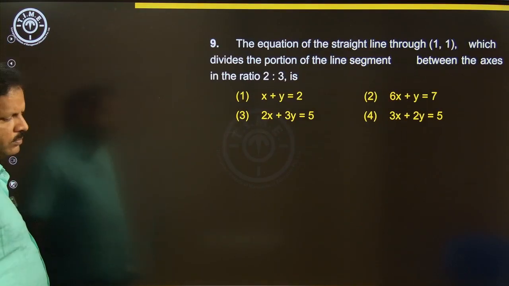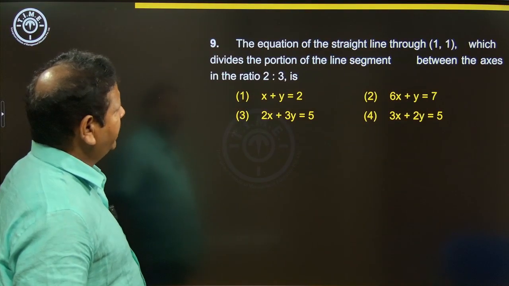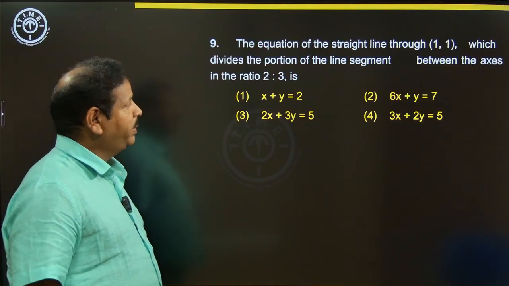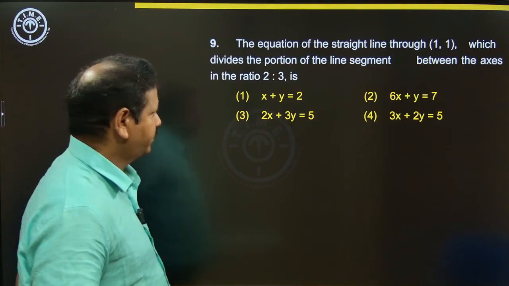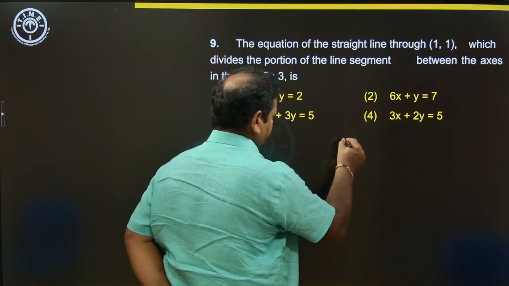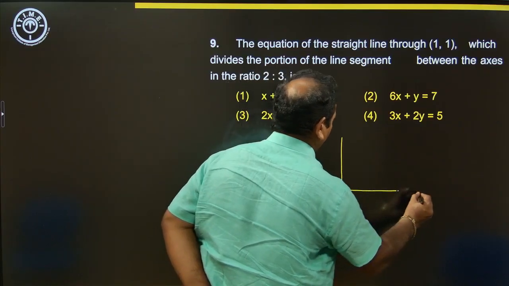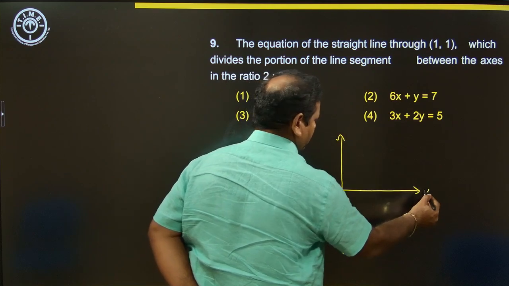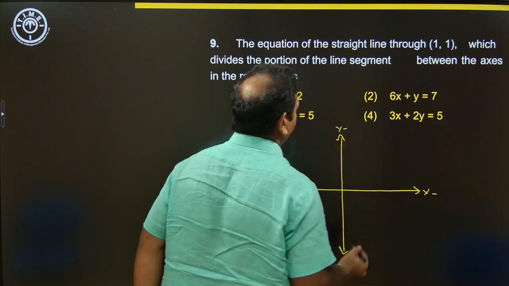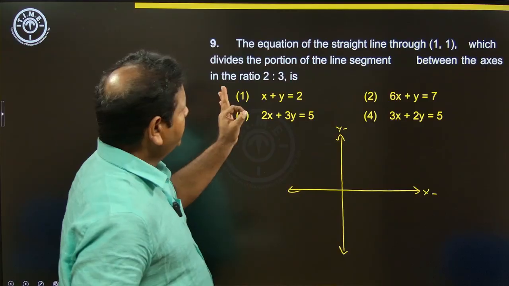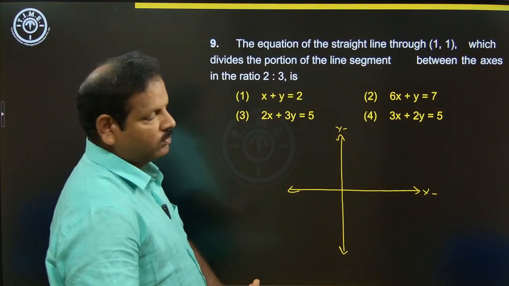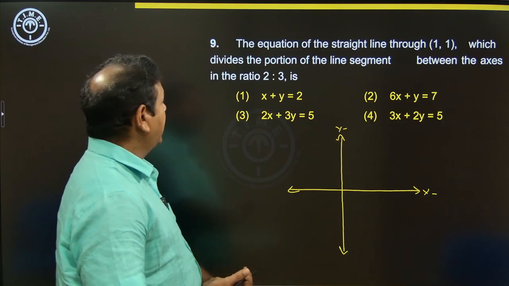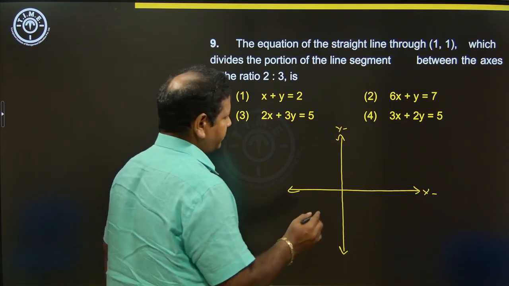Now, the equation of the straight line through 1 comma 1, which divides the portion of the line segment between the axes in the ratio of 2:3. Say this. Coordinate axes, x-axis and y-axis. The equation of the line through 1 comma 1, that is passing through 1 comma 1, which divides the portion of the line segment between the axes in the ratio of 2:3.